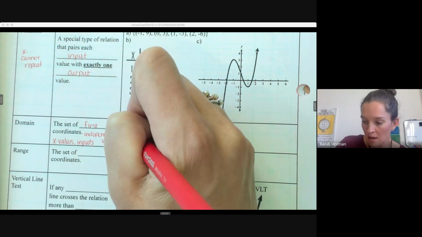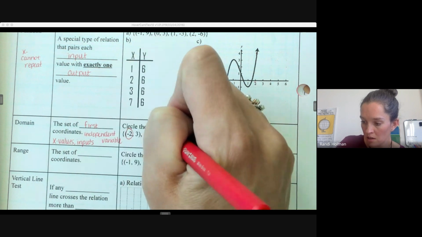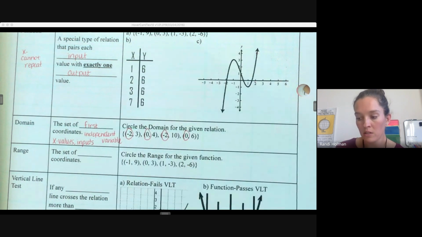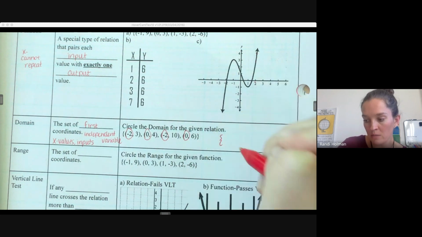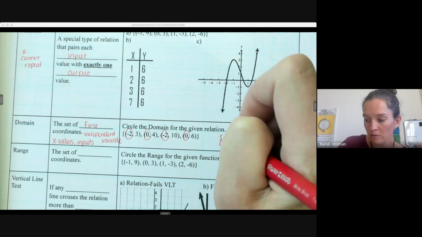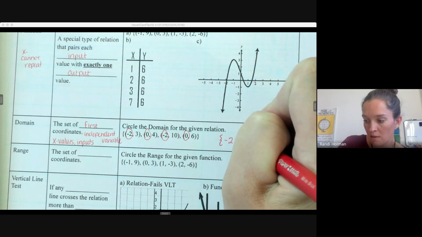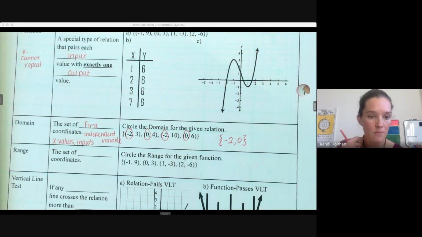So the domain of this relation here is -2, 0, -2, 0. And if we were going to write that, since it's just a set of points, we're going to use those curly braces, and you only have to write each one of them once. So we have the values -2 and 0.